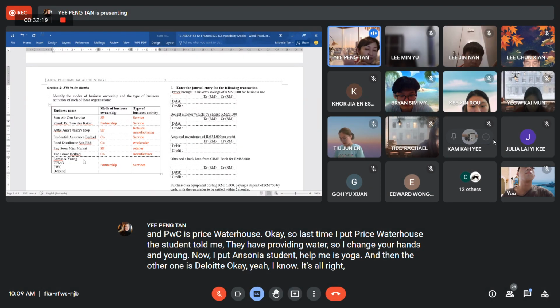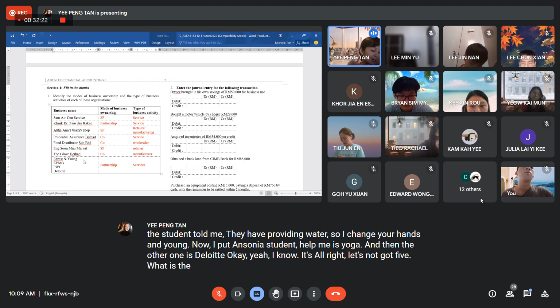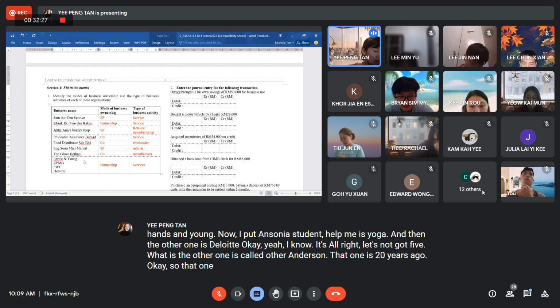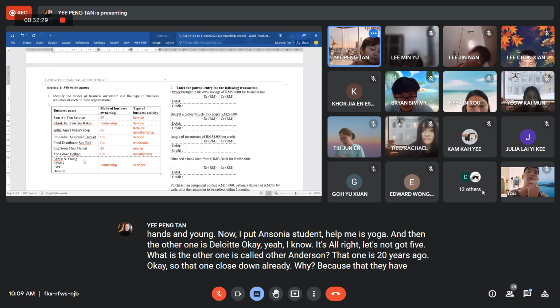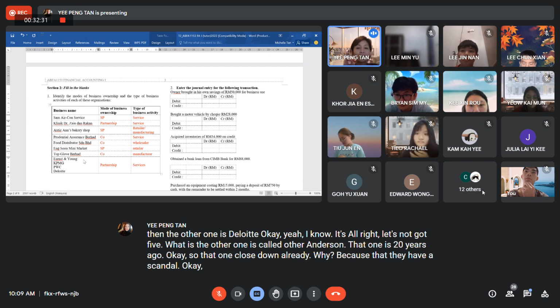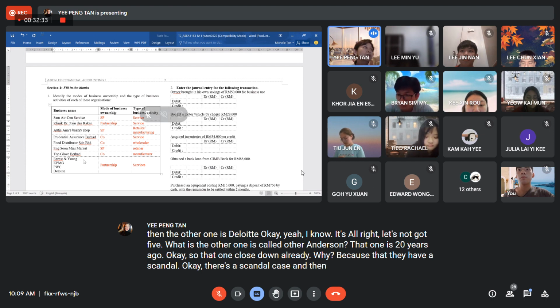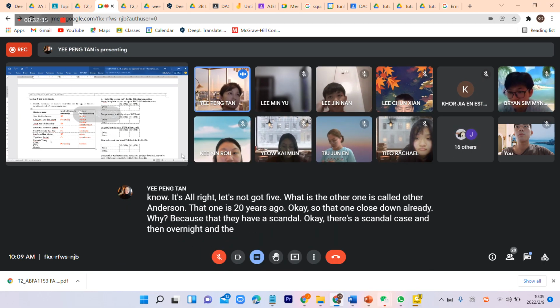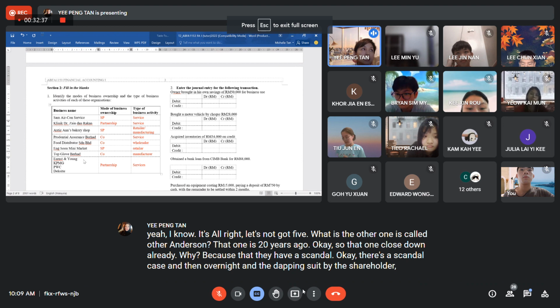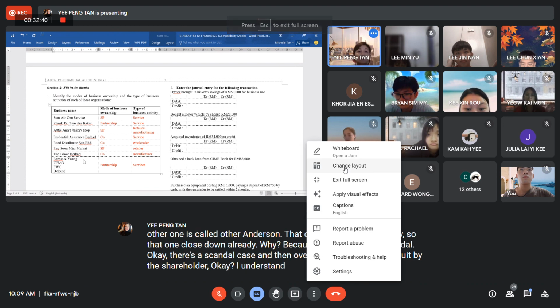Last time there were five. The other one was called Arthur Andersen, about 20 years ago. That one closed down already. Why? Because they had a scandal, and overnight they were sued by the shareholders. Arthur Andersen was a very big audit firm.